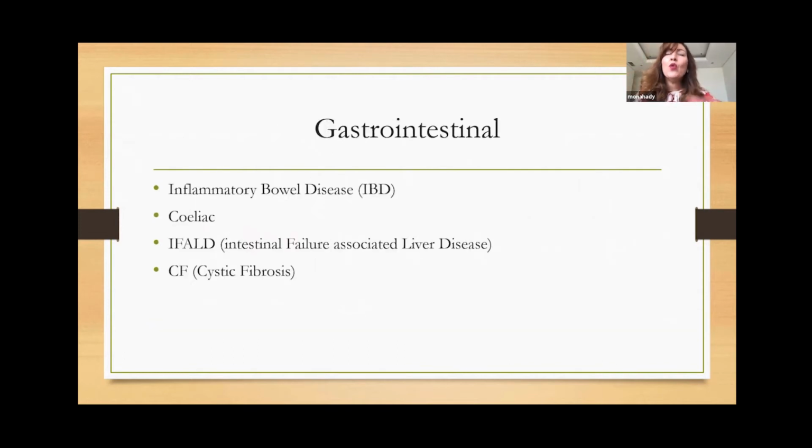Inflammatory bowel disease, all types, whether Crohn's, ulcerative colitis, or indeterminate colitis, are all associated with liver disease. In cases of celiac disease, there is a parallel inflammatory process occurring in the gut and in the liver. Also, we see liver involvement in intestinal failure associated liver disease, and in cases of cystic fibrosis.